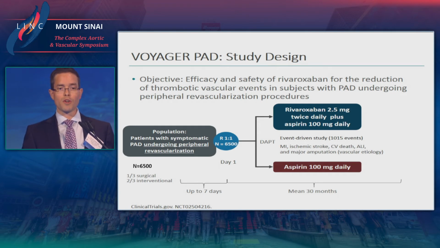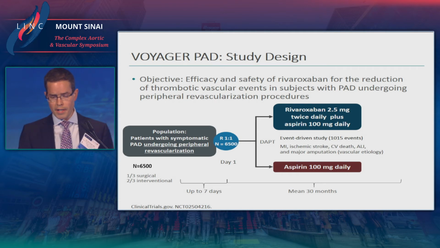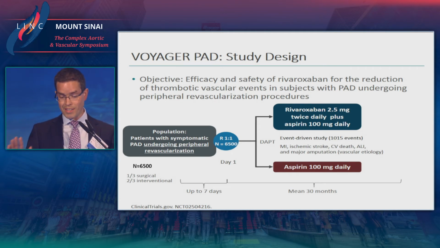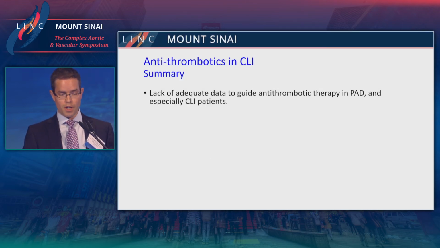One of the ongoing trials that I would ask that you keep an eye out for is the VOYAGER PAD trial. This is a study that has tested the combination of low-dose rivaroxaban 2.5 mg BID on top of aspirin against aspirin alone in PAD patients. Enrollment has completed as of this month, it is my understanding. There's a fair number of CLI patients included in this trial, and I think it'll really add to this field whether we can combine safely anticoagulation and antithrombotic therapy.